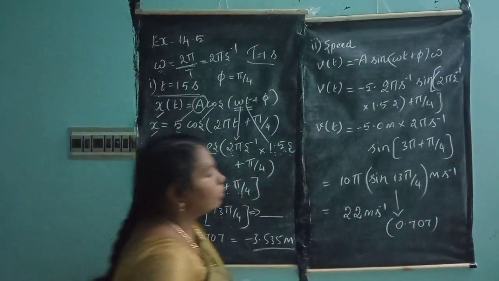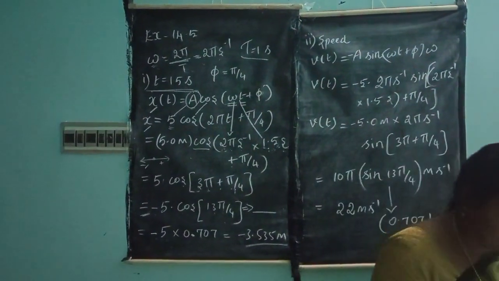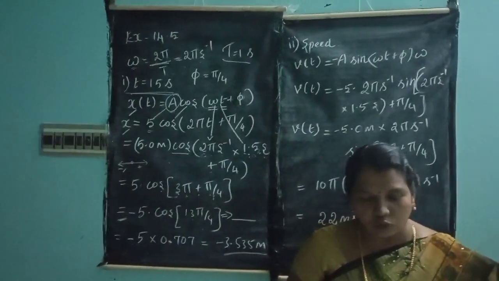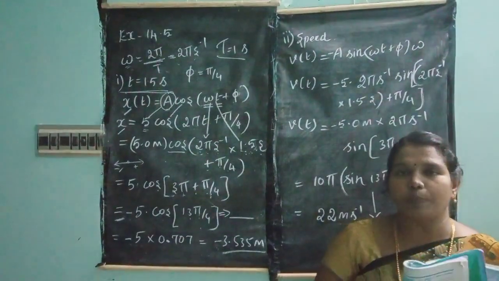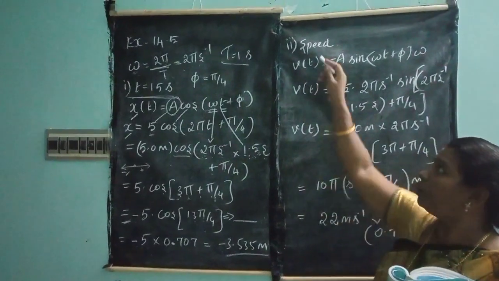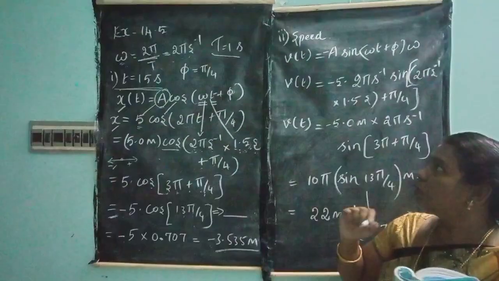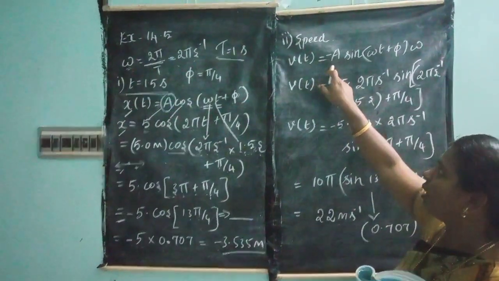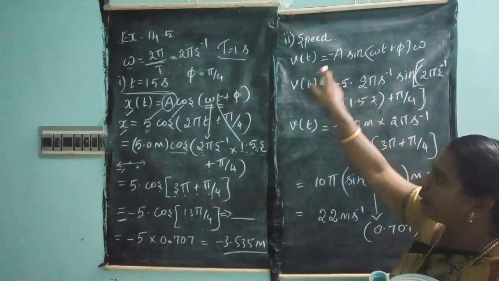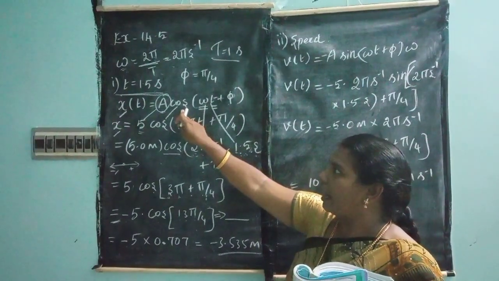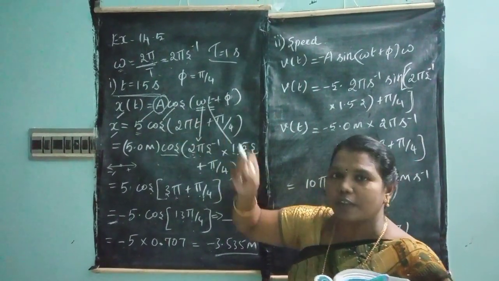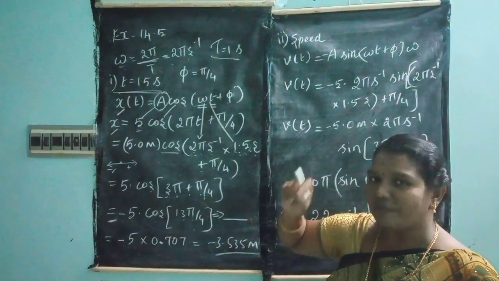Okay, see here. What are the questions they are asking? The next topic is speed. They are asking the speed. You know that the magnitude of the velocity is called the speed. So v of t is equal to, this is a general formula, minus a, because this is the displacement. When I am differentiating the displacement with respect to time, it is called the velocity.